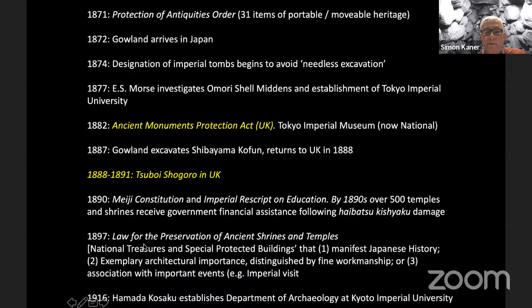15 years after that, in Japan, we have the Law for the Preservation of Ancient Shrines and Temples, which is one of the earliest pieces of legislation of its type, certainly in Asia, and indeed pretty much anywhere in the world, I think. And this is when the concept of national treasures and special protected buildings were developed. And all this was in formation while Gowland was working at the Osaka Mint.